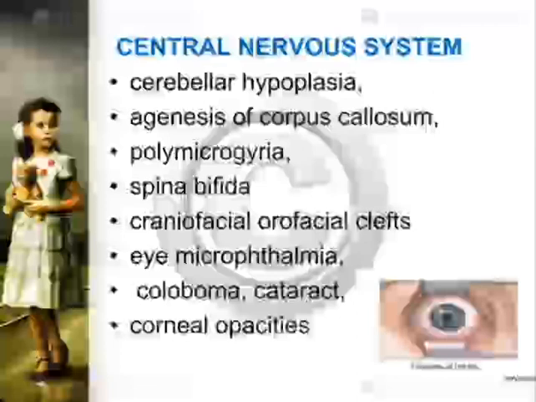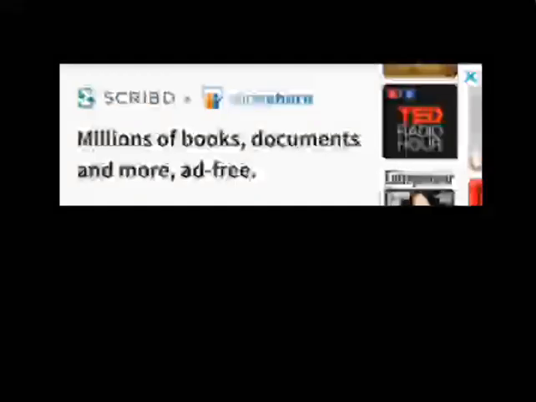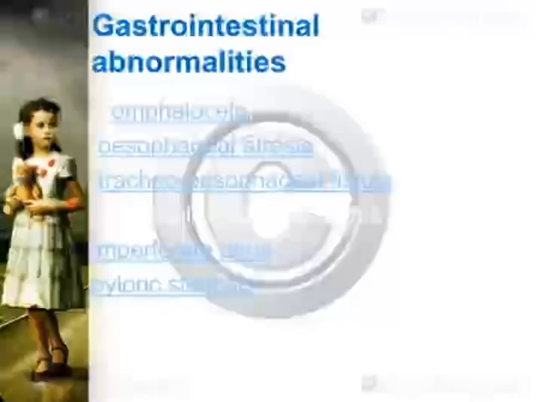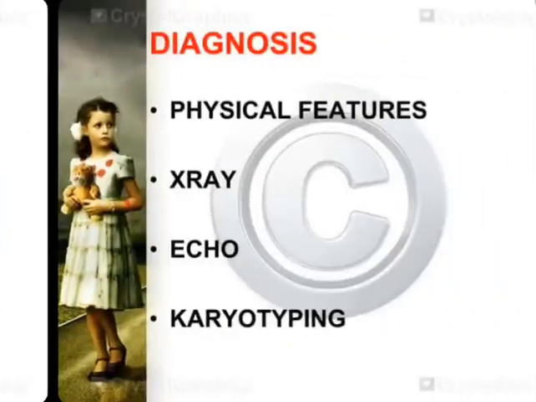In the central nervous system, they have cerebral hypoplasia, agenesis of the corpus callosum, polymicrogyria, spina bifida, craniofacial and orofacial cleft, eye macrotopia, coloboma, cataract, corneal opacities. Gastrointestinal abnormalities like omphalocele, esophageal atresia, tracheoesophageal fistula, pyloric stenosis.